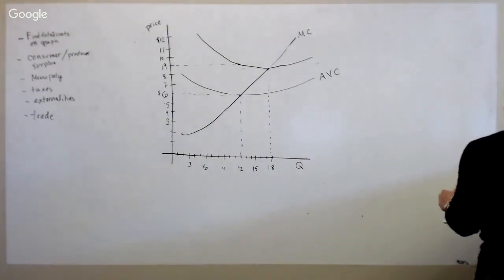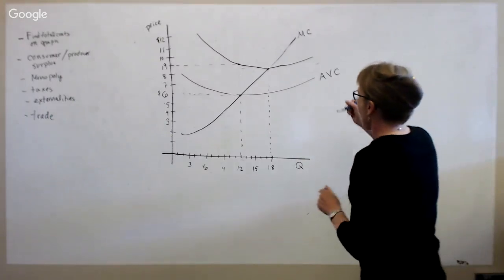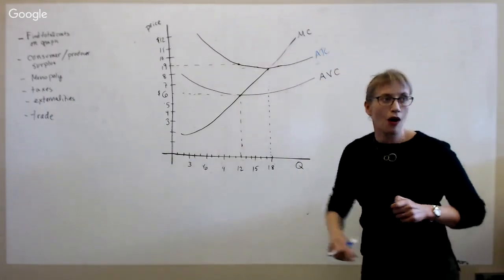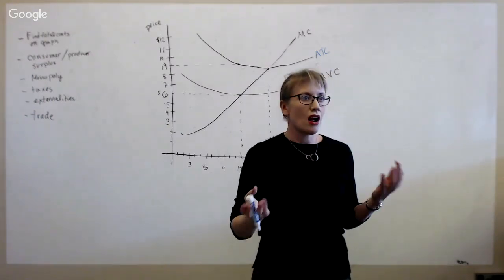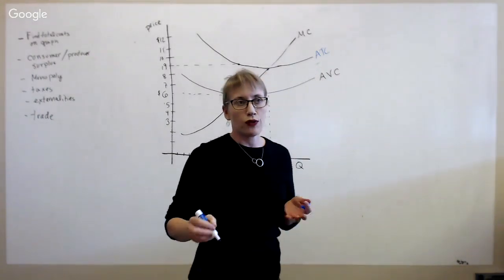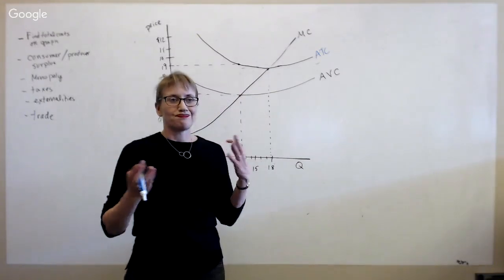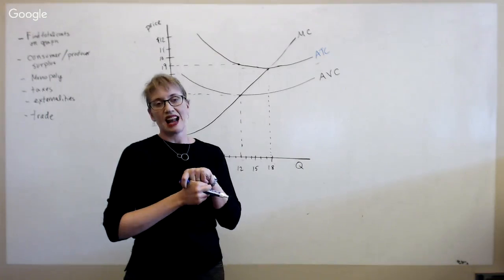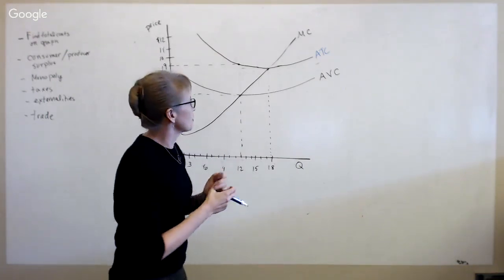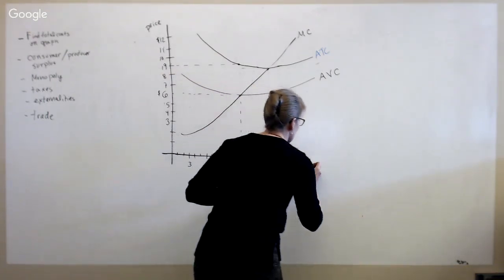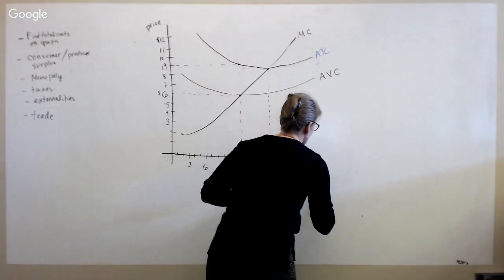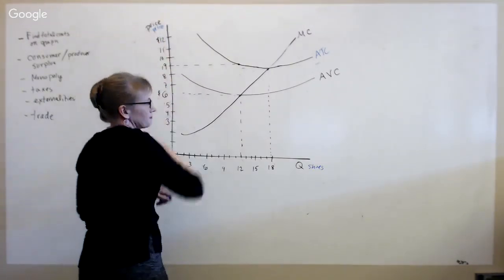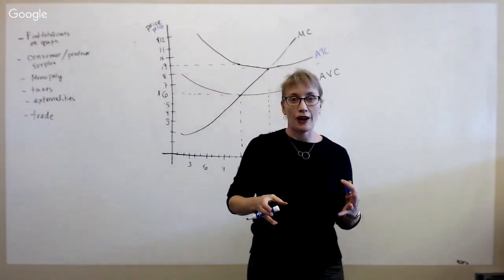So what I have is average total costs, average variable costs, and marginal costs for a hypothetical firm. Let's say it could be producing anything. Let's say our hypothetical firm is producing shoes. So here's price. Let's say price per pair.